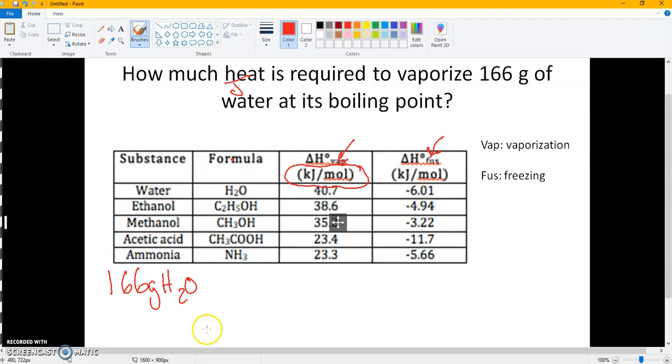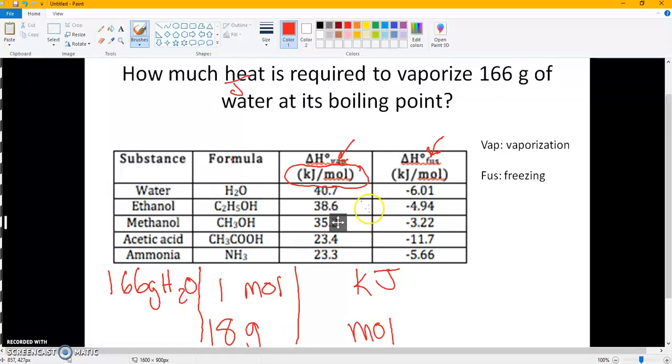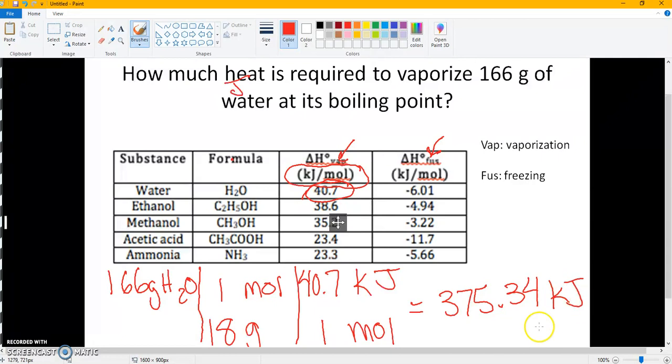So I'm going to start off with what I know. I know that there is 166 grams of water being vaporized. In order to use this conversion factor, I need to be in moles, because that's the unit that they have. So I'm going to go from grams to moles. Then, once I'm in moles, I can go to kilojoules, because they give me that factor right here. So I look at the periodic table, 18 grams is 1 mole. And I look at my table, and it says in order to vaporize 1 mole, I need 40.7 kilojoules of energy. So for 1 mole, I need 40.7 kilojoules of energy, and that gives me 375.34444 kilojoules of energy in order to vaporize 166 grams of water.